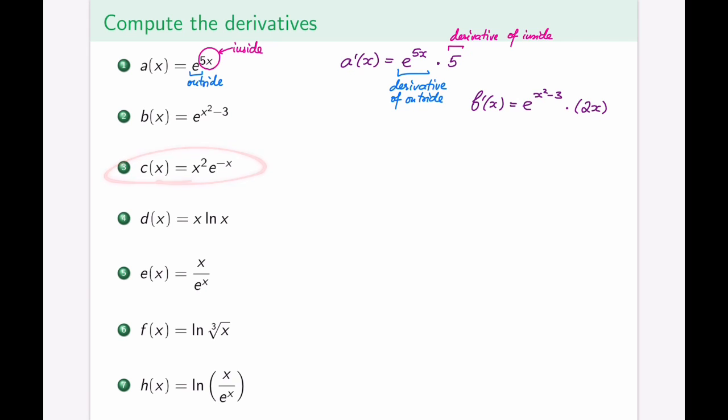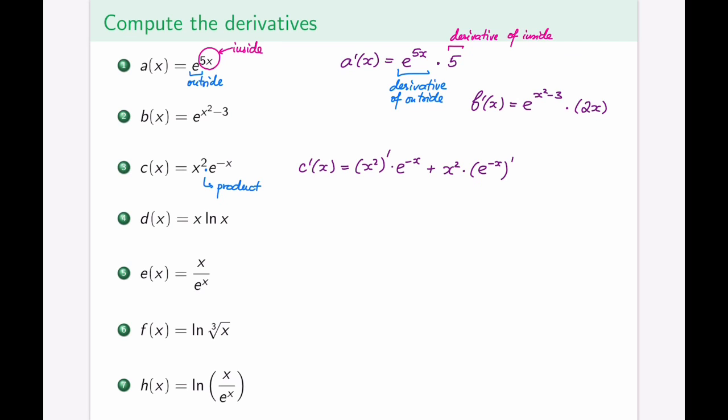Next up, we have x squared times e to the negative x. The first thing to notice here is that I actually have two different functions, and they're put together using a product. If I have a product, my first idea to apply is, of course, the product rule. So according to the product rule, I have to take a derivative of the first function and follow it up by the second function, plus I leave the first function alone and I take a derivative of the second function.